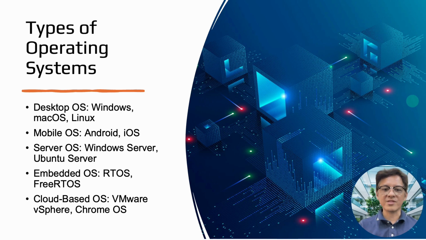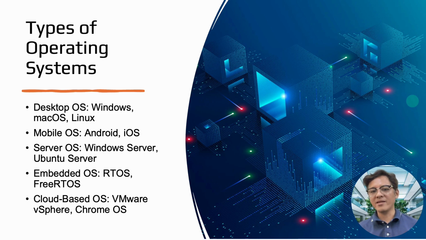These are optimized for smartphones and tablets, focusing on touch-based navigation and energy efficiency. Android, with its open-source flexibility, powers most smartphones worldwide, while iOS is famous for its smooth ecosystem and robust security. Next up are server operating systems. These are designed to manage servers and prioritize stability, performance, and scalability. Examples include Windows Server and Linux distributions like Ubuntu Server, which are widely used for web hosting and cloud services.